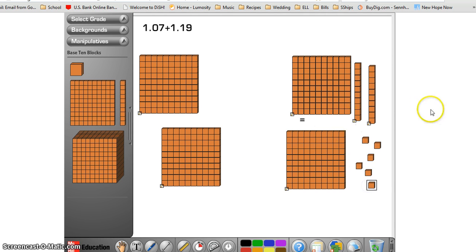Alright, so we can see how you have to regroup sometimes, which means that if we have enough of the little squares to make a long, we have to make a long. If we have enough longs to make a flat, we can make a flat. So we can see here that our answer will be 2.26.